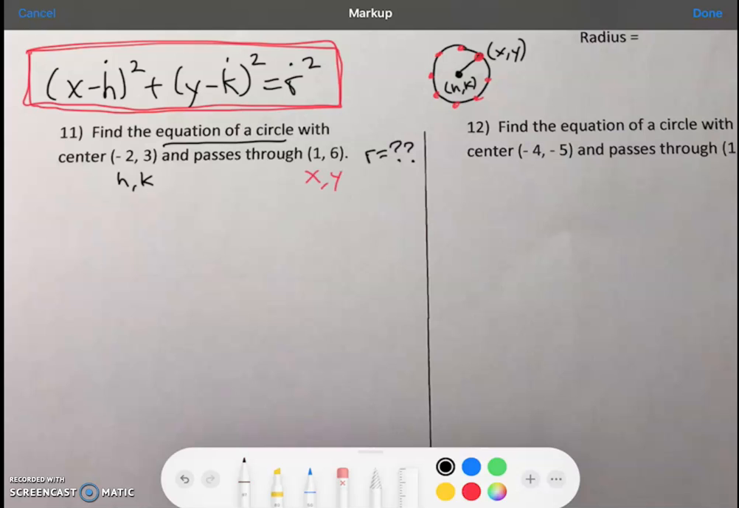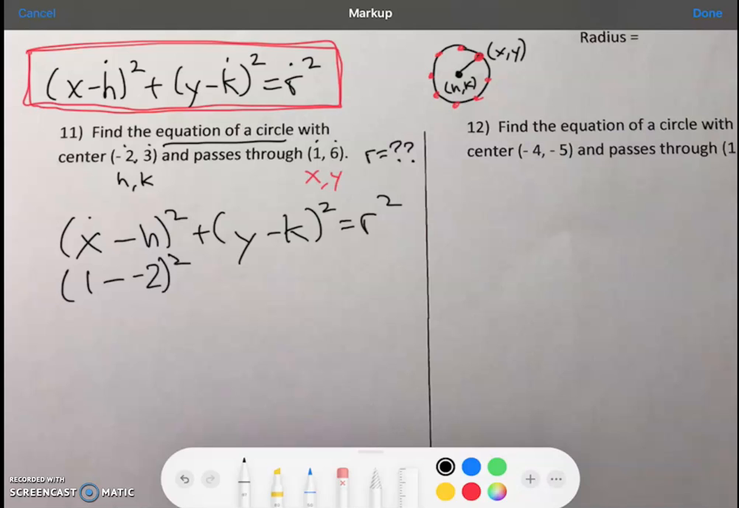And we're going to use all of these, negative 2, positive 3, 1, 6, and we're going to plug it into this equation here. Once we plug it into our basic equation, we will be able to figure out what the radius is. So it says x. Well, x, in this case, we're going to use this one point that is given to us. It's 1 minus the center value, which is negative 2 squared, plus the y, which here is 6, minus the center, which is 3, and we'll square that, and is equal to r squared.